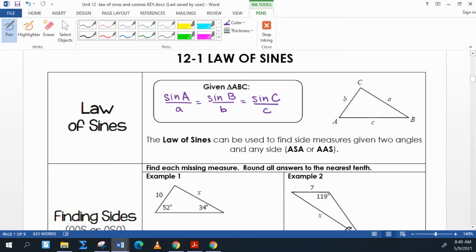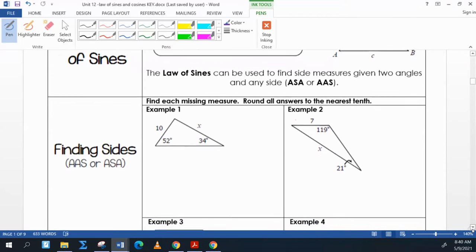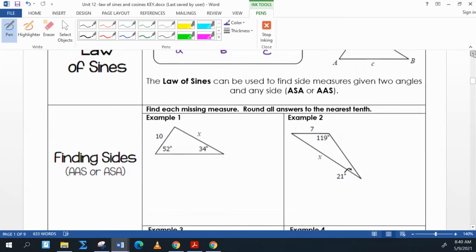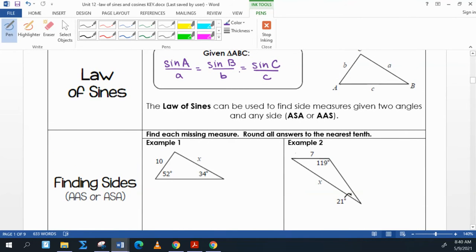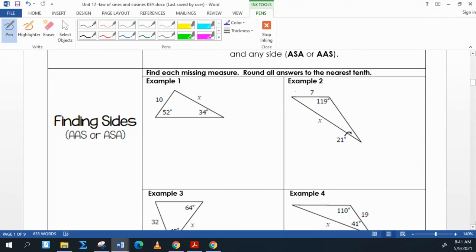But if you are given two angles and one side, you can use this law of sines to find any other side in the triangle. So let's show you how this works. Backing up here really quickly, you're only going to use two of these proportions. It's either the sine of A over a is equal to sine of B over b, or sine of A over a is equal to sine of C over c, or b is equal to c. So you're just going to use two of them, and I'm going to show you how to figure out which ones you're going to use.